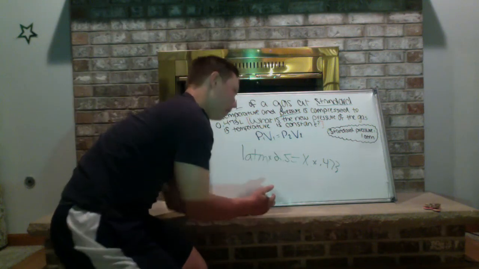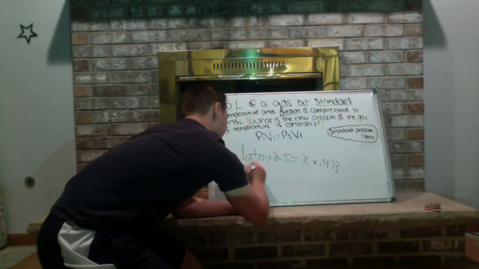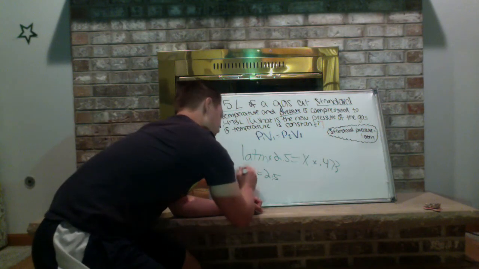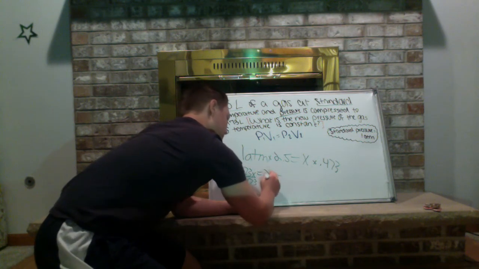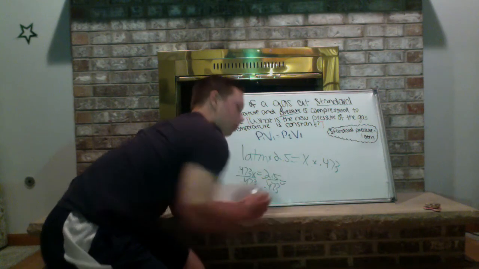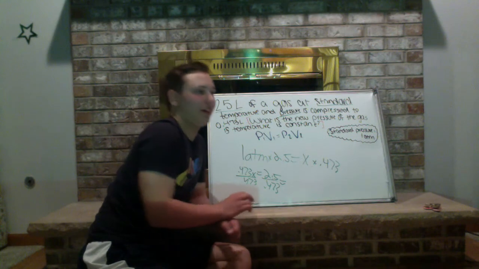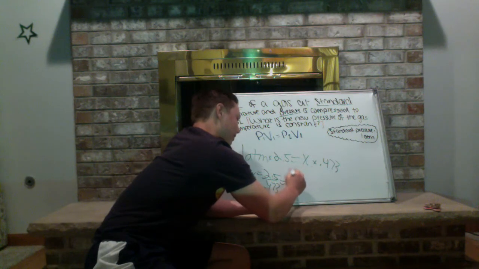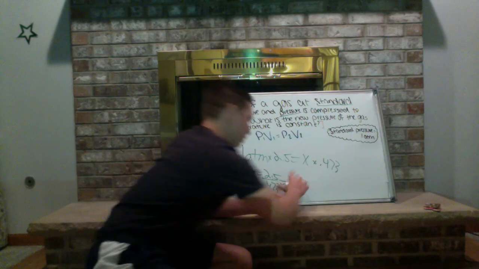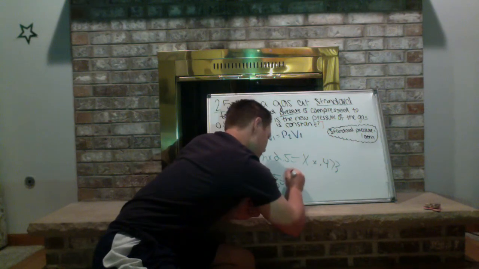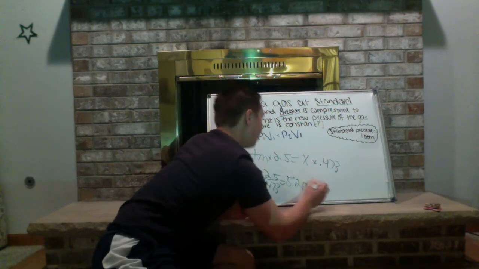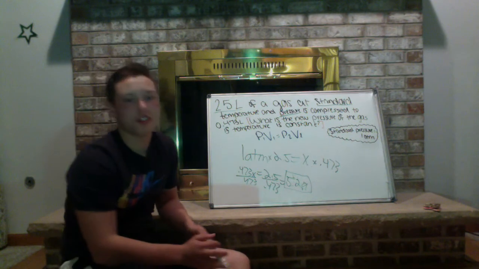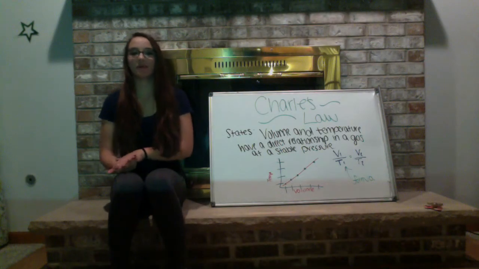So after that it would be 0.473x equals 2.5. Now you have to divide by 0.473 and divide by 0.473, which equals 5.29. And then that's it. That is our answer. So now we are going to be talking about Charles' Law.